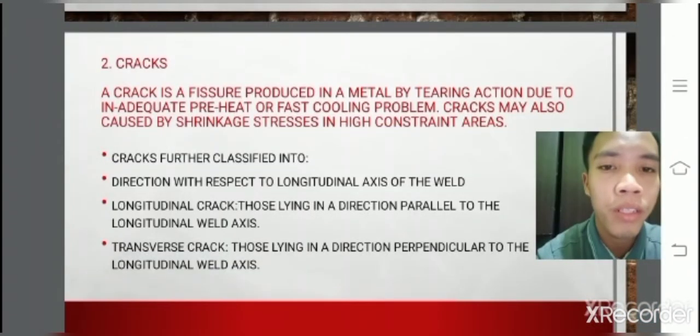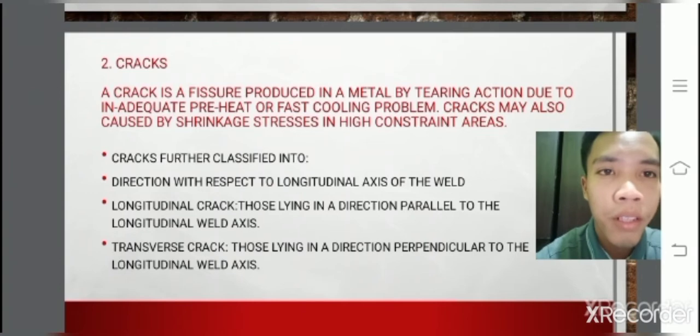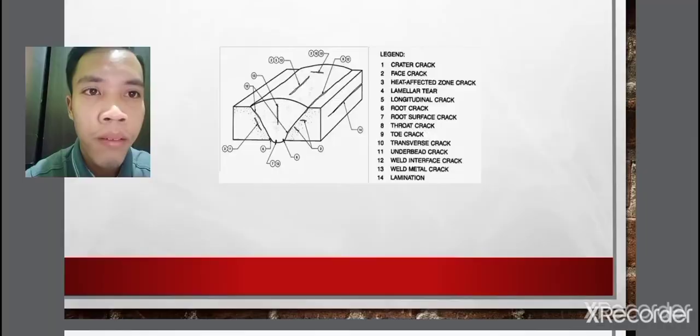Okay, now we will go to the second defect. It is crack. A crack is a fissure produced in a metal by tearing action due to inadequate preheat or fast cooling problem. Cracks may also be caused by shrinkage stresses in high constraint areas. Cracks are further classified with respect to the longitudinal axis of the weld: longitudinal crack and transverse crack. As you can see in this picture, this is some example of cracks that can happen to your workpiece.